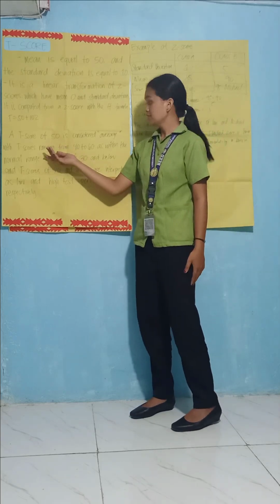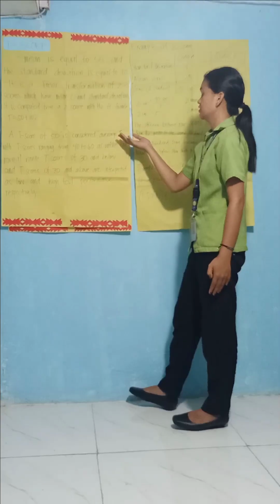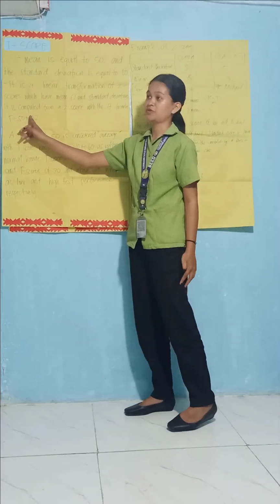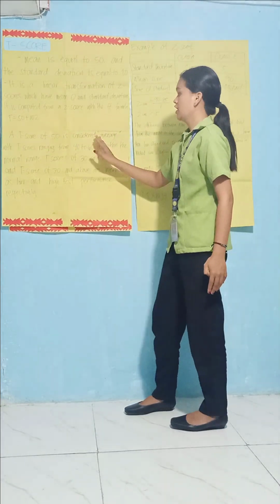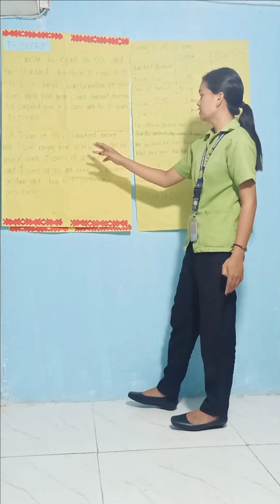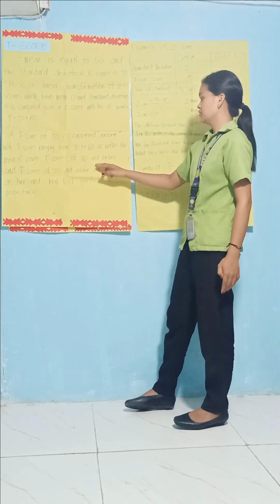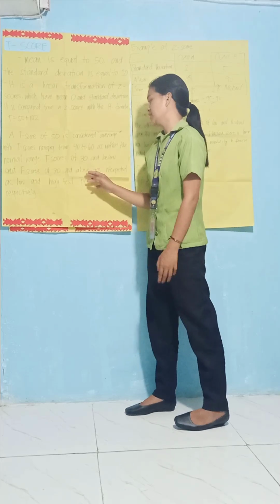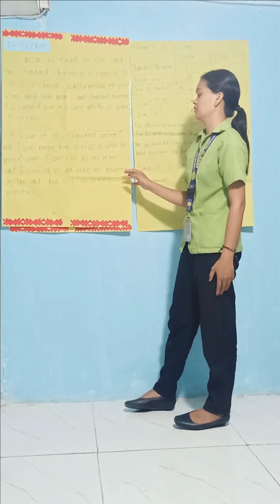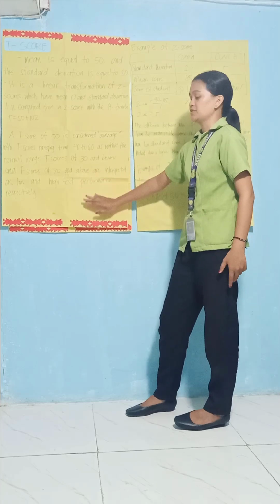So a T-score of 50 is considered average, with T-scores spreading from 40 to 60 as the normal range. T-scores of 30 and below and T-scores of 70 and above are interpreted as low and high test performance respectively.